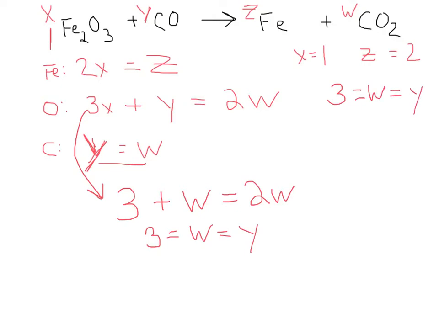Okay, so now we can go back through and substitute in the rest of the numbers. So X is 3, Z is 2, and W is 3. So that's our final equation: 1 Fe2O3 plus 3CO reacts to produce 2 Fe and 3 CO2. SPAM method strikes again, gives us a successful solution.